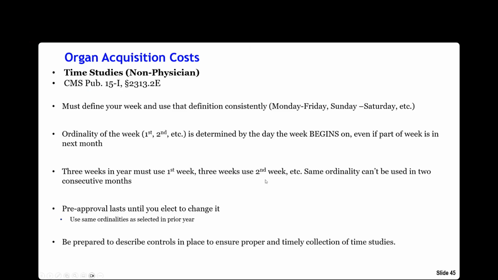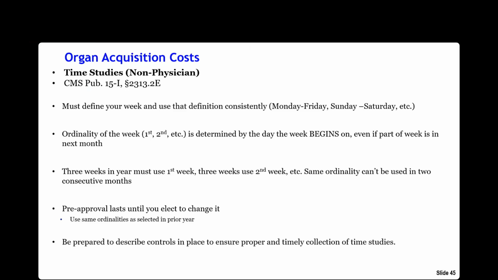And we already talked about how they have to be split. You can't use the same ordinality in 2 consecutive months. Now, here's the thing that'll help you. Even though it talks about pre-approval, and it kind of implies that it's done year by year, you don't really have to get it approved year after year. You could submit the actual details showing what days in 2025 you're using, and then you could do it again for 2026.